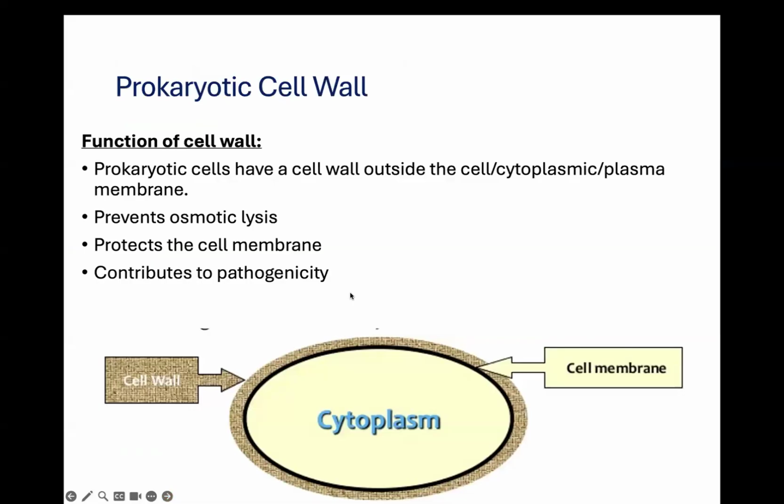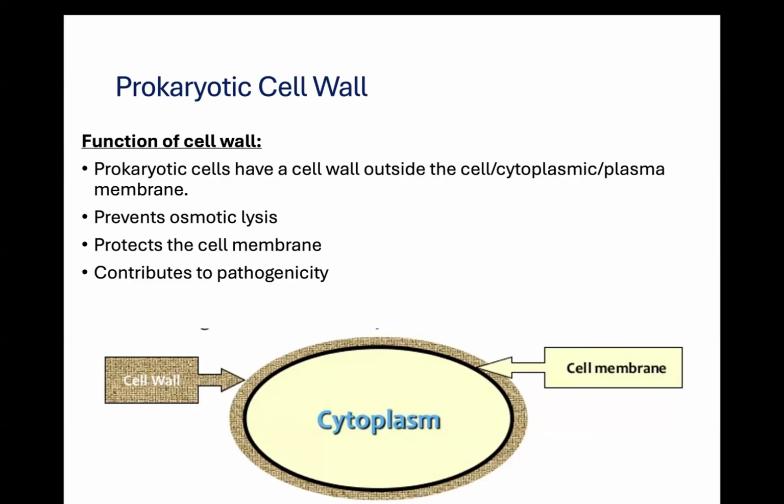Now we're going to talk about the bacterial cell wall or the prokaryotic cell wall. So we just discussed the cell membrane. All cells in the world have a cell membrane. Outside of a cell membrane, there's something called a cell wall. Cell wall and cell membrane are separate things. All cells in the world have a cell membrane, which is what we discussed. In addition to a cell membrane, some cells also have a cell wall. So the bacterial cell wall or prokaryotic cell wall is outside the cell membrane.